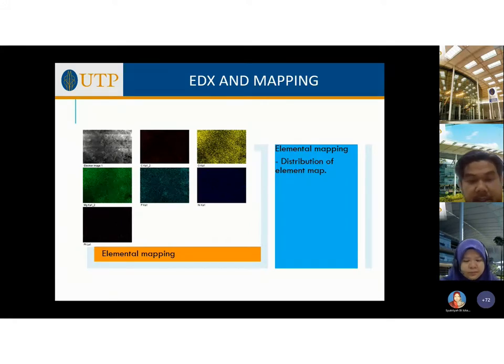Next. Okay, this is also elemental analysis, but normally we call this one elemental mapping. The function is to get the distribution of the elements on the map. Normally, if you prepare a pure sample and you embed it with another material, and then you want to prove whether you have successfully embedded the sample or not, we run elemental mapping, and then we can see the position of the added particles.